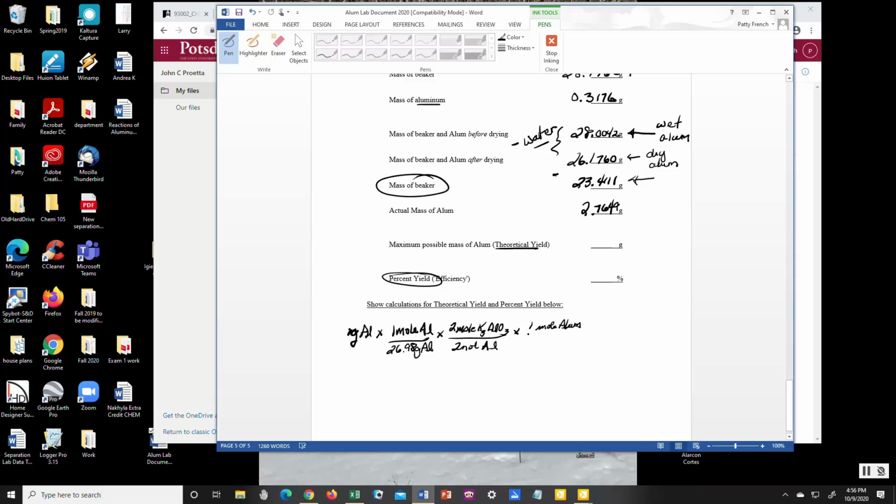This is going to be a whole lot easier if you have started doing your Chapter 4 work, because this is all just stoichiometry. And finally, we're going to convert this to mass. Okay, so let's make sure that everything cancels that's supposed to. Our grams of aluminum cancel, our moles of aluminum cancel, our moles of aluminate cancel, our moles of alum cancel, and it leaves us in grams of alum, and that will be our theoretical yield.